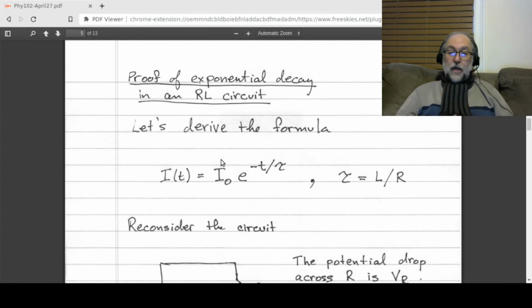So for the RL circuit, we had that the current through the resistor or through the inductor was going to exponentially decay over time like this. So you had some initial current, and then that current would decay over time. I of t is the current at any given time t. I naught is the initial current, and it exponentially decays over time. And again, there's this time constant, but now the time constant is equal to L over R. The time constant for an RC circuit was RC, but the time constant for an RL circuit is L divided by R. So we're going to prove this equation here.